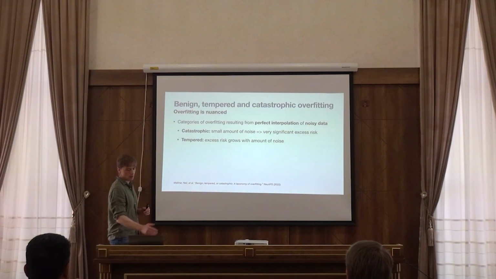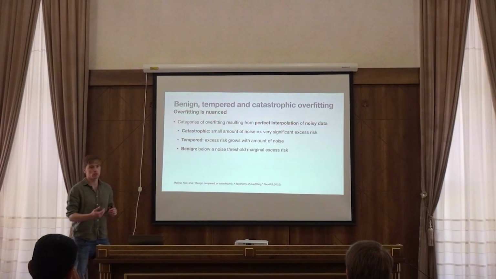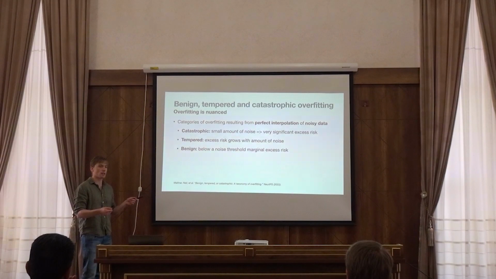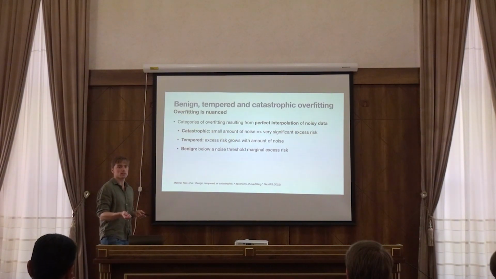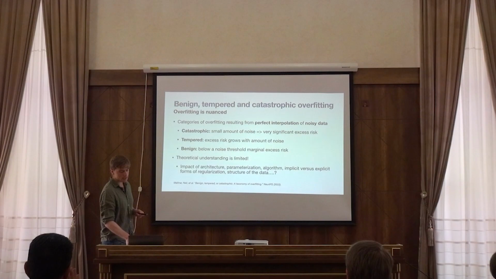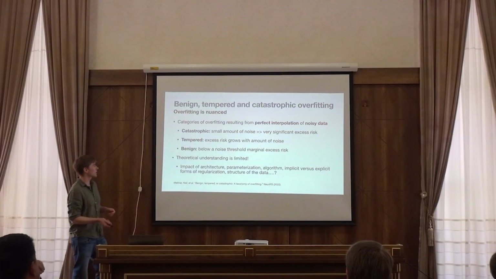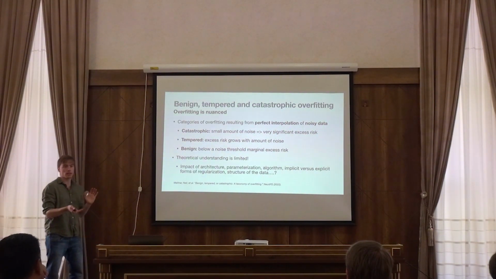compromises a lot. And then the third is benign, in which below perhaps some noise threshold, so we can think about this in the classification example as the number of corruptions, we see marginal excess risk. In some sense, it's still optimal despite this problem. Okay? So the point I'm trying to make here is that our theoretical understanding of all three of these things is pretty limited.